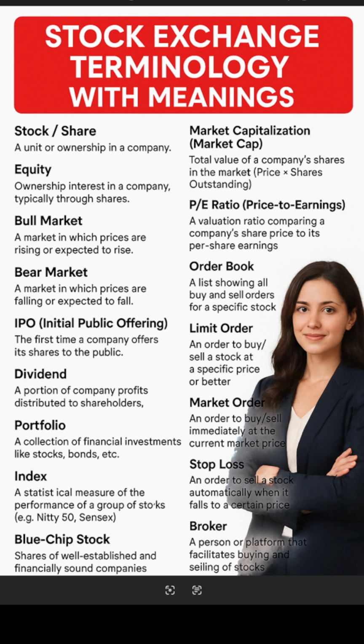IPO, initial public offering: the first time a company offers its shares to the public. Initial public offering means the first time when the shares are offered to the public. Dividend: a portion of the company's profit distributed to the shareholders. When a company distributes its profit to the shareholders, it is called a dividend.